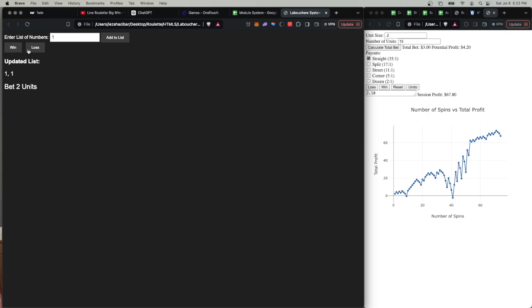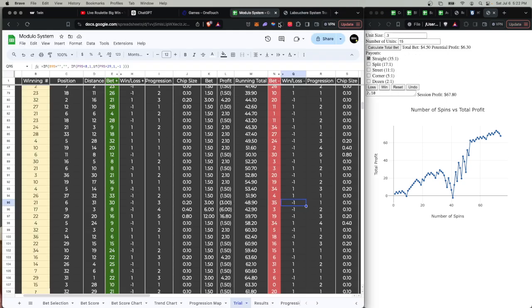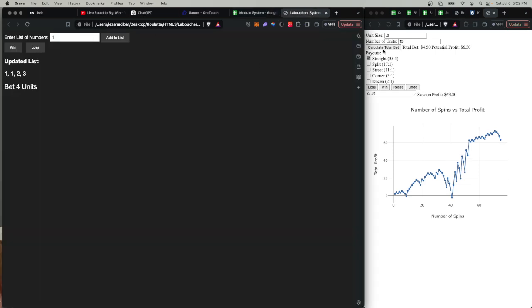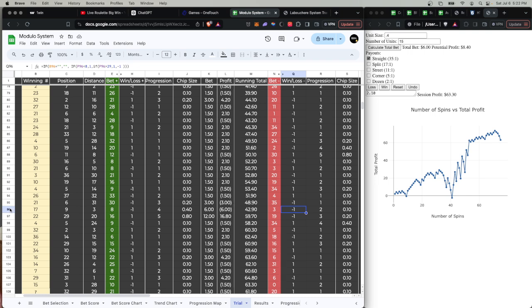We add a loss here. Now we're on 3. And we lose again, I believe. So that's another loss. This is a 4 unit bet. That's a 3, not a 4. There we go. Now we're here. We just lost. Now we go to the one below it on the positive side, and we collect a win.